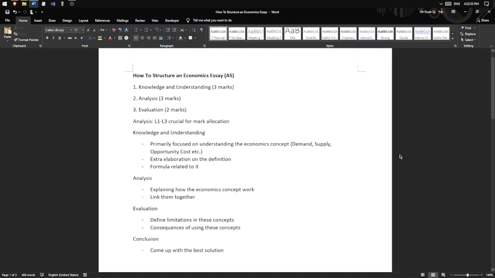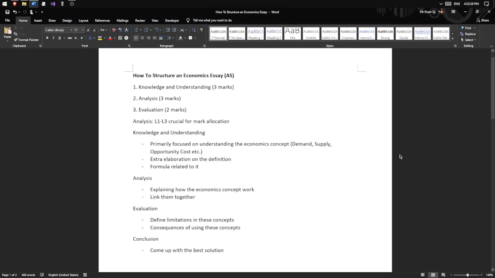So the definition of price elasticity of supply would be the responsiveness in the quantity supplied when there's a change in the price. And then let's say, for example, the opportunity cost. The definition of opportunity cost would be the next best alternative foregone if a consumer has chosen to consume a specific good. And that will be for the definition, which will carry 1 mark. So now you have 1 mark.